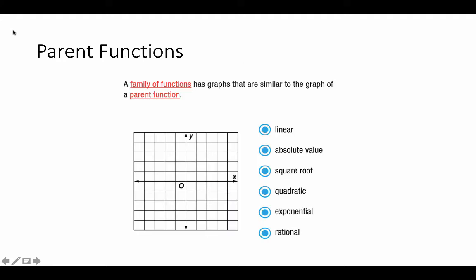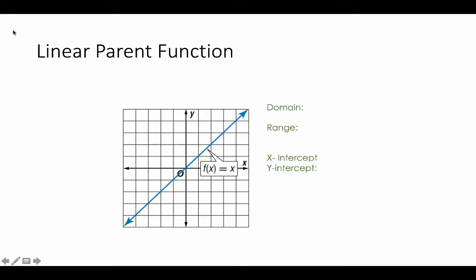Okay, a family of functions has graphs that are similar to its parent function. The most basic parent functions for each are as follows. First one, y equals x. Y equals x is the parent function of a linear equation. So if we're talking functions, we can go ahead and call it f of x equals x.